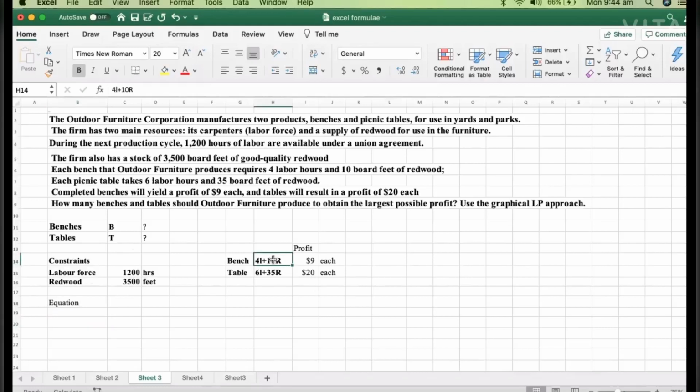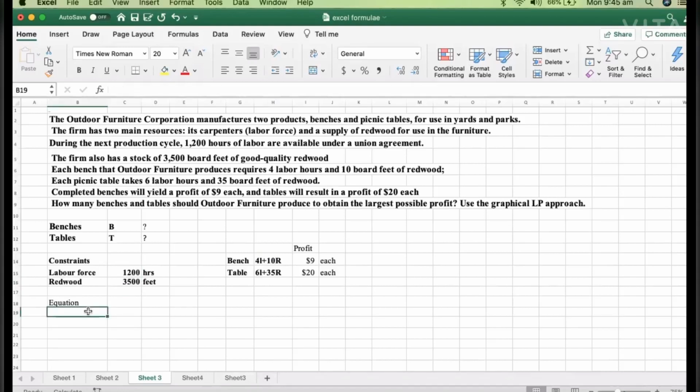No, this is only, they are saying for a bench we need this one. Okay, why is it not an equation? They are saying 4 labor hours and 10 redwood we will require for a bench. Then how will you limit it to these two things? So for that we have to modify it, we have to take the equation in the form of these constraints. So how can we do it?